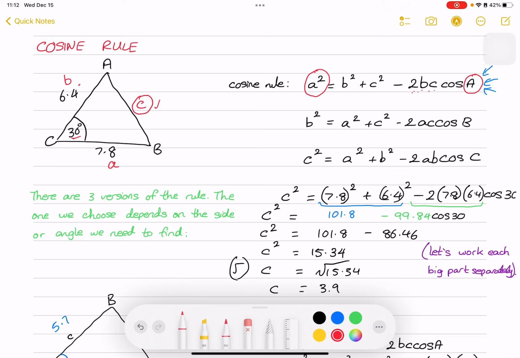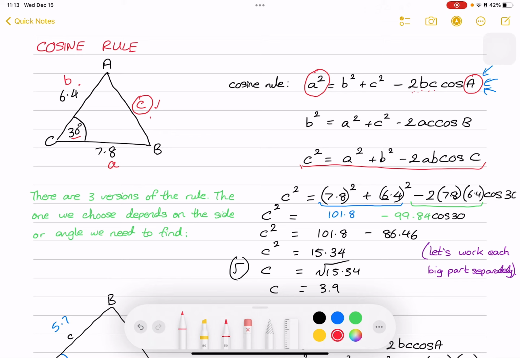The other versions, all they do is just flip around the letters. Okay? Instead, you have b squared is equal to a squared plus c squared, and you have c squared is equal to a squared plus b squared, right? So you identify the side or the angle that you want to find, and you use that one instead. Alright, so in this example, we want to use c. So therefore, we actually use the third version, which is c squared in front.